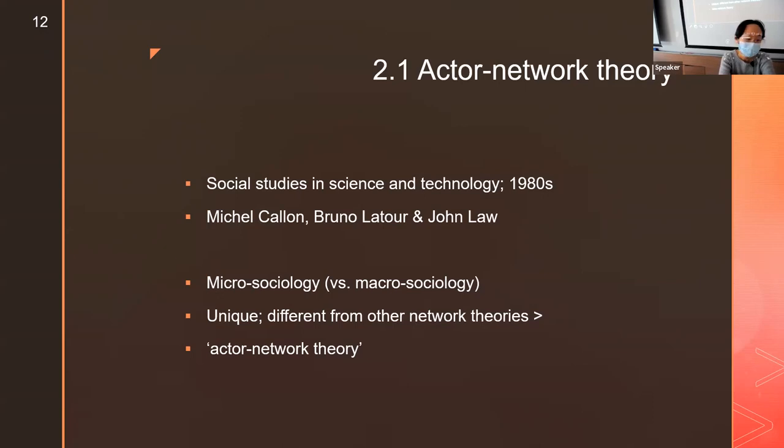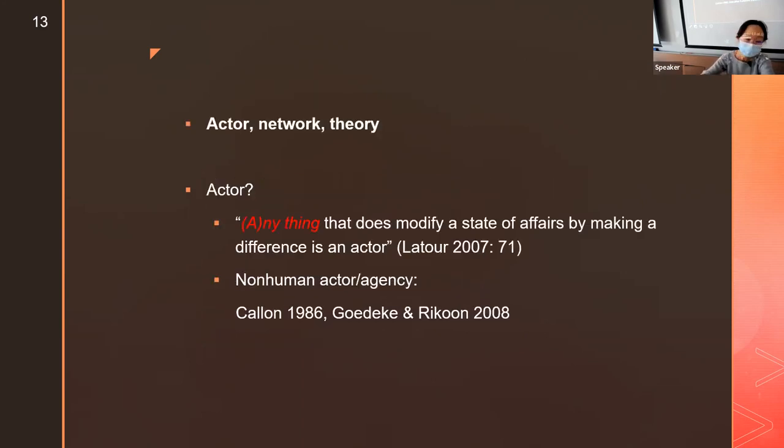Actor network theory is unique and different from other microsociological approaches, other sociological approaches, and even from other network theories. So I think it's necessary to introduce to you how it is unique and how it is different. We can get a better idea of ANT and its uniqueness by looking at the very name of the theory, actor network theory.